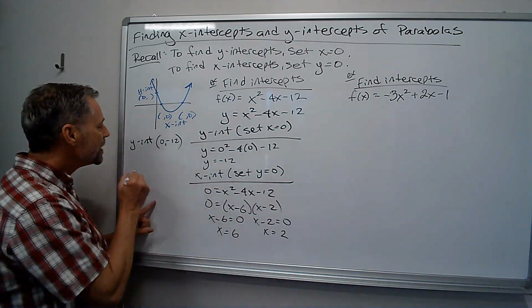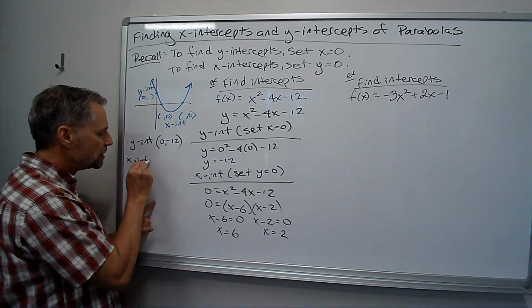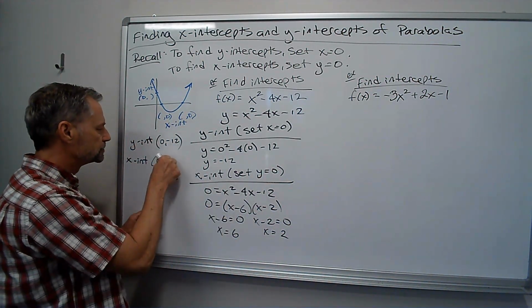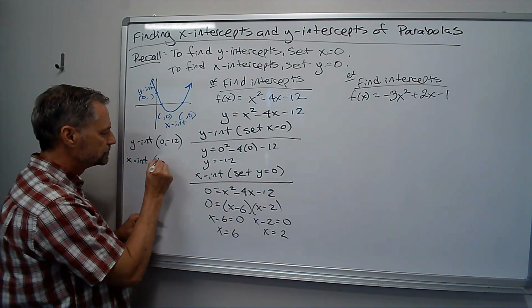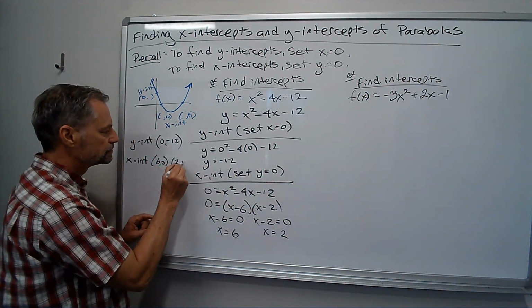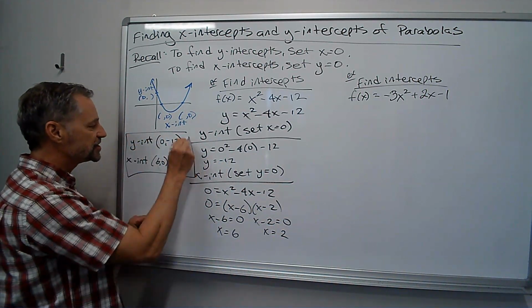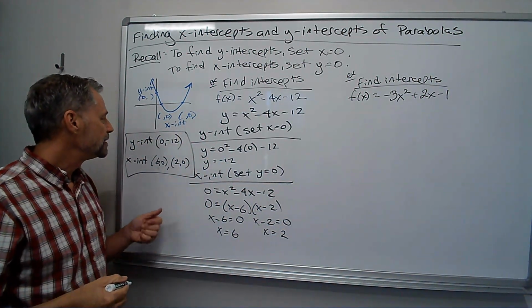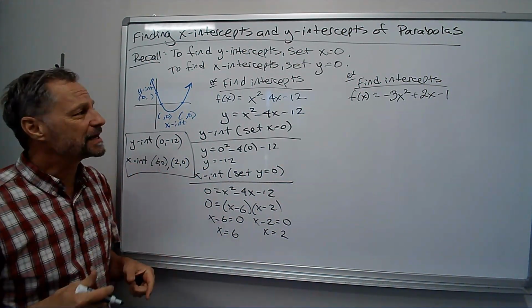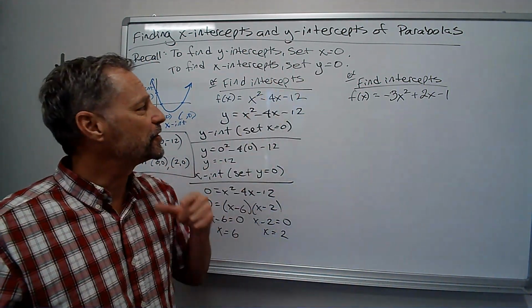So I get two x-intercepts. One is when x is 6, y is 0. And one is when x is 2, y is 0. And so there's my y-intercept and my x-intercepts. You'll never have more than one y-intercept if it's a function, because then it wouldn't pass the vertical line test. Let's look at another one over here.